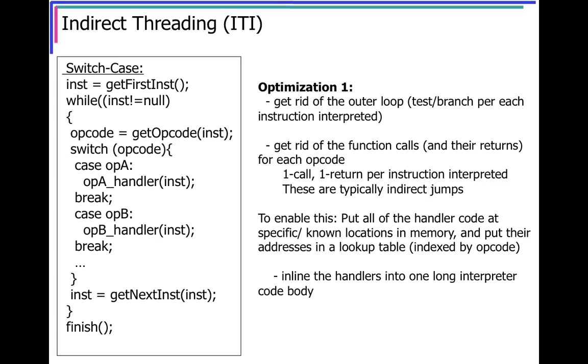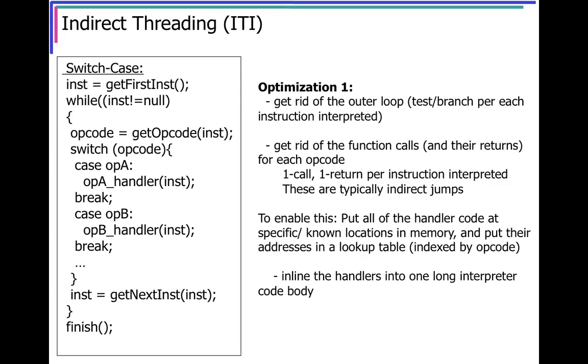The idea here is, why don't we just put the test and the get for the next instruction inside each of the handlers. I'll explain this better in the next slide. The next thing we can do is get rid of those function calls.